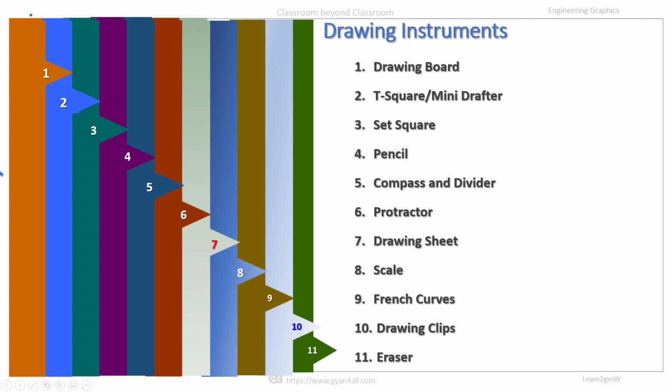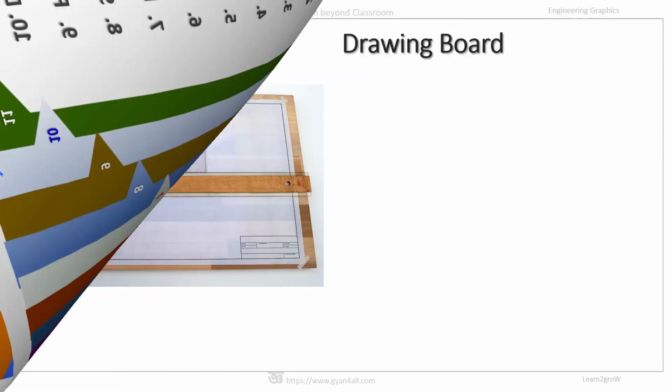I think we'll discuss the drawing board, T-square and Minidrafter, pencil, divider and compass, protractor and drawing sheet, and maybe a little bit about the French curve. I think I need not explain all the instruments at this point of time.